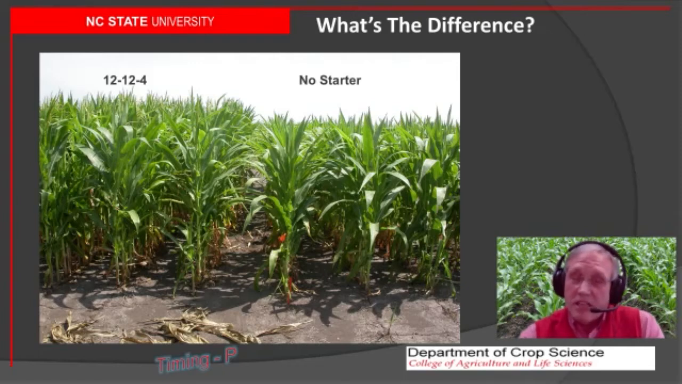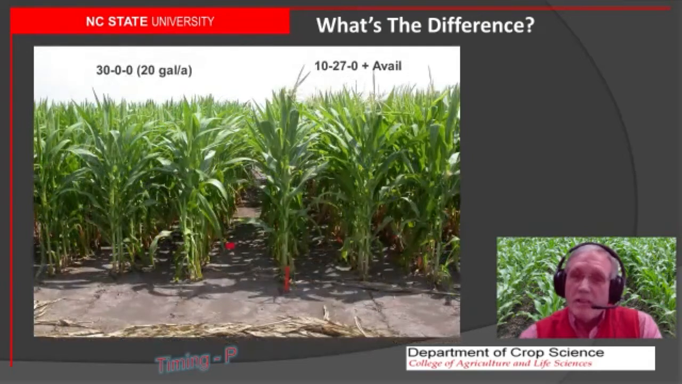You can see we've got tassels here. So which part of this 12-12-4 is important? Well, here's just 30%. So there's just applying 30%, 20 gallons the acre versus a 10-20-7-0. And I've got some Avail in there, but that Avail was trying to influence or enhance the phosphorus effect here. So I'm really trying to test the phosphorus here against just straight nitrogen.